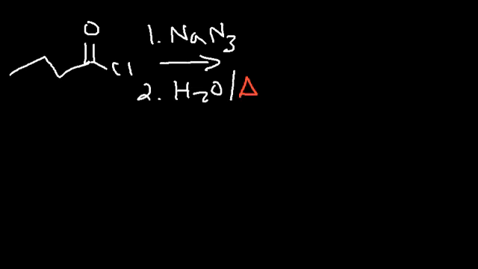Now, like the Hofmann rearrangement, we're going to lose the carbonyl group. So we're going to have 3 carbons instead of 4 carbons. We started with 4, now we're going to have 3, and then there's going to be an NH2 group on the primary carbon. So this converts acid chlorides into primary amines.